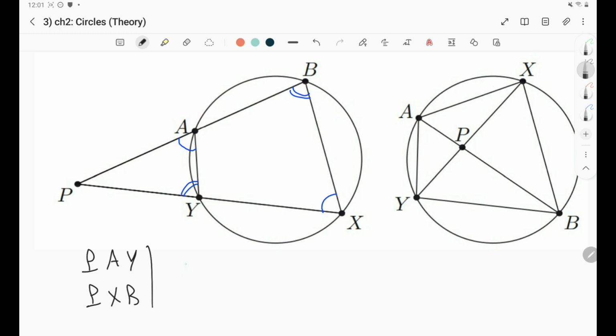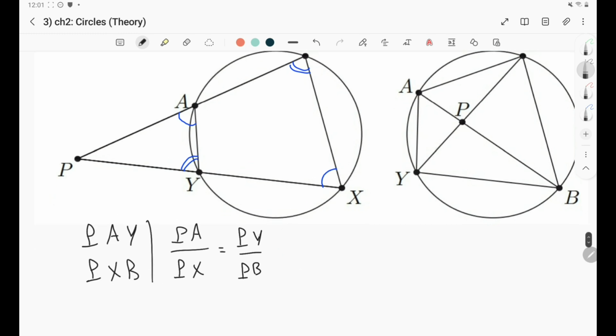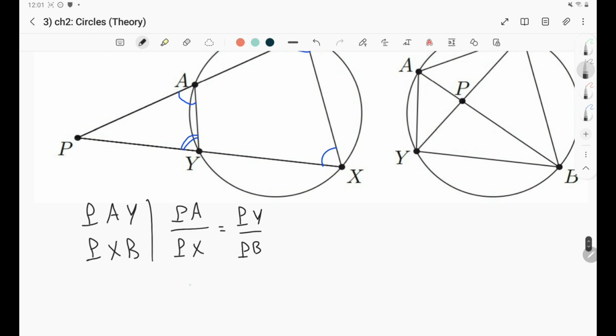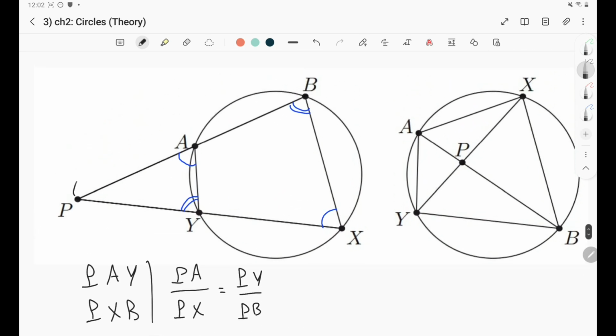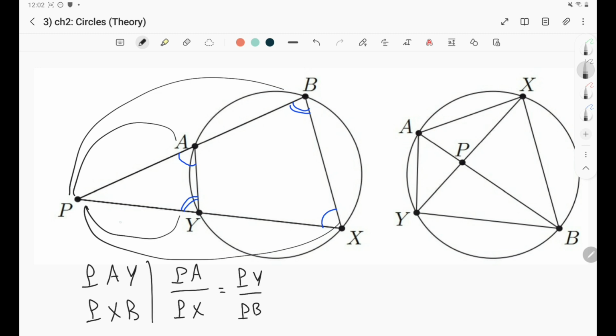Okay, now if we go ahead and write the ratio, PA over PX is equal to PY over PB. Okay, we will not write the other one, the third one, because this is what we care about right now. So if you take this and cross multiply, you're going to simply get PA times PB is equal to PX times PY. Notice, what does this mean? This means that PA times PB is equal to PY times PX.